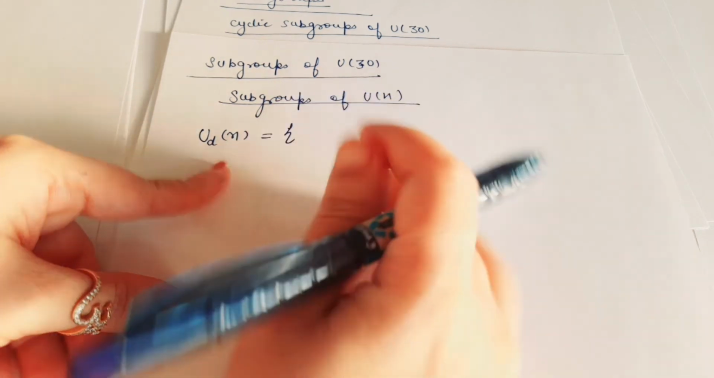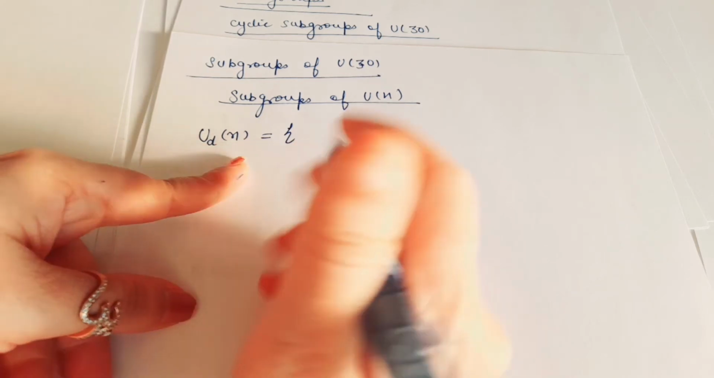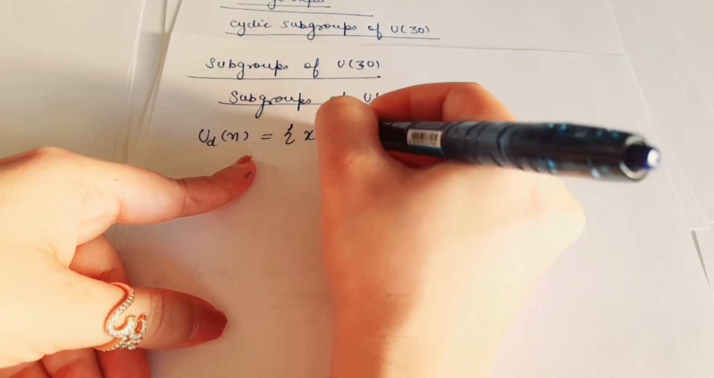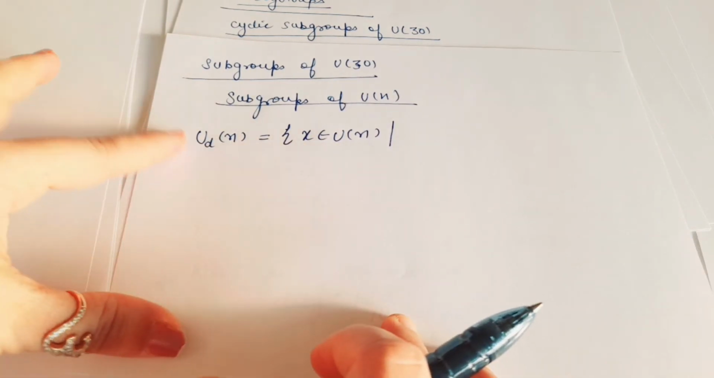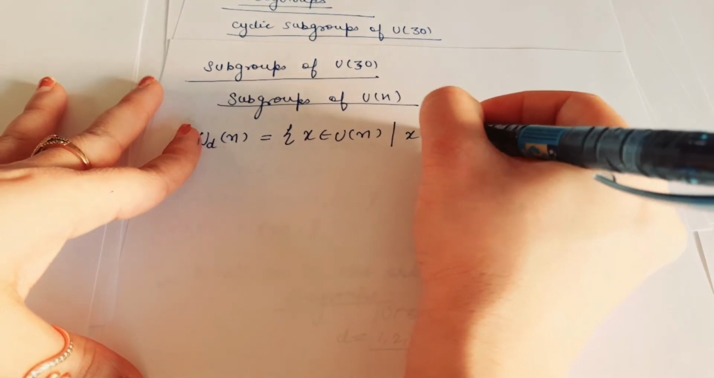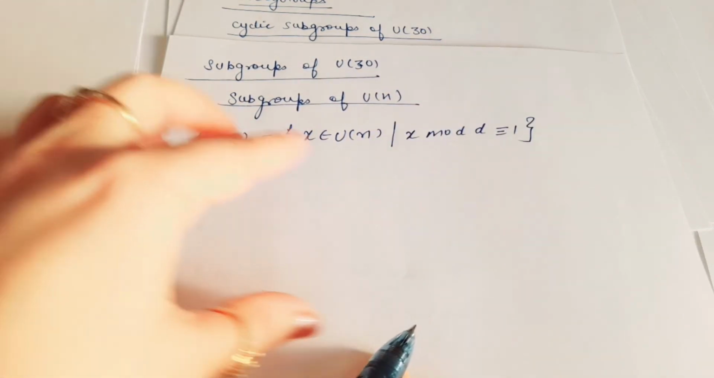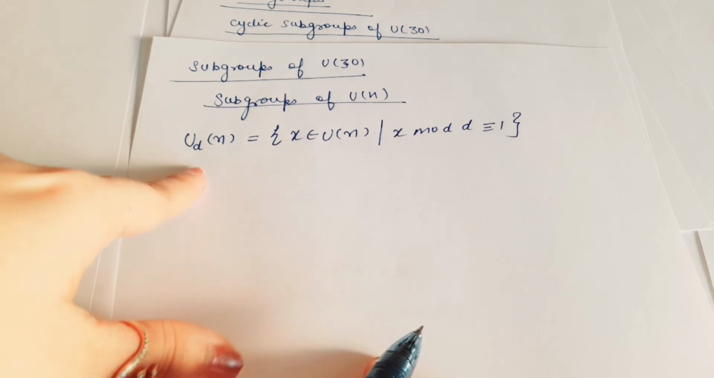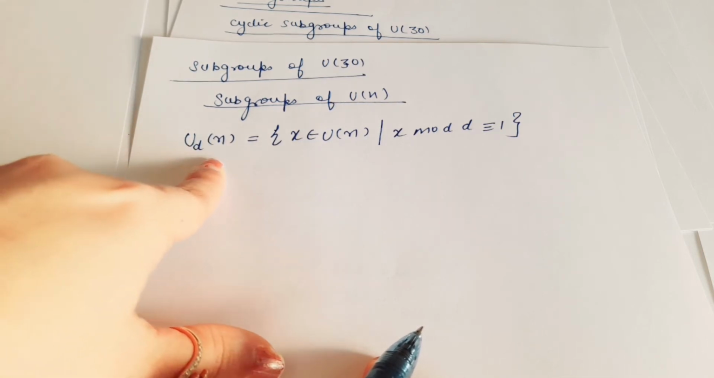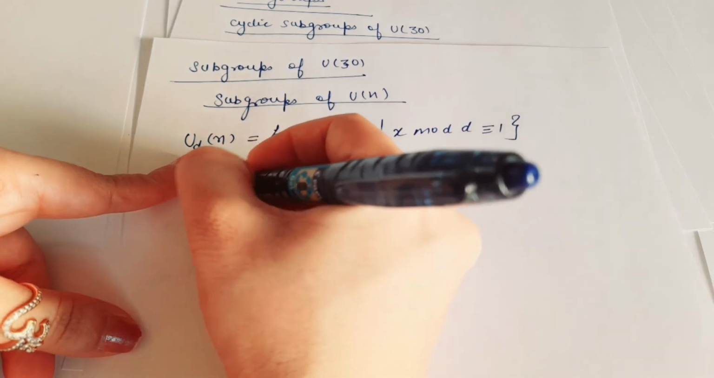So first of all, we will complete this definition. UD of N is equal to X belongs to UN, means those elements of UN such that X mod D is congruent to 1. Means when we divide these elements by D, we should get 1. Then those elements will come in subgroup of UN.